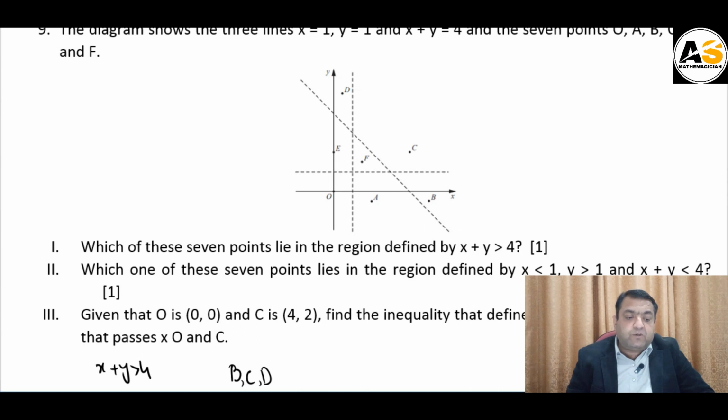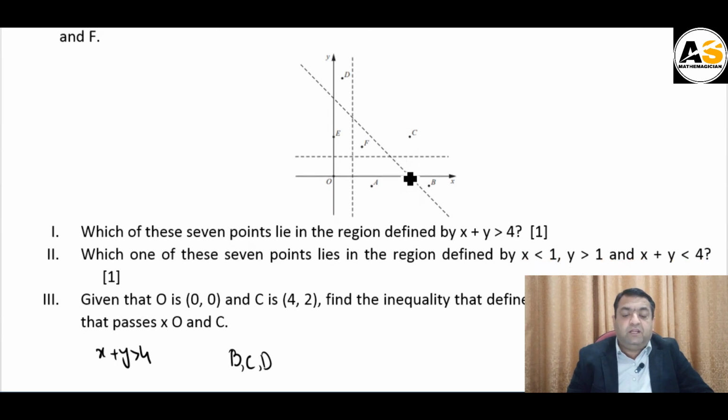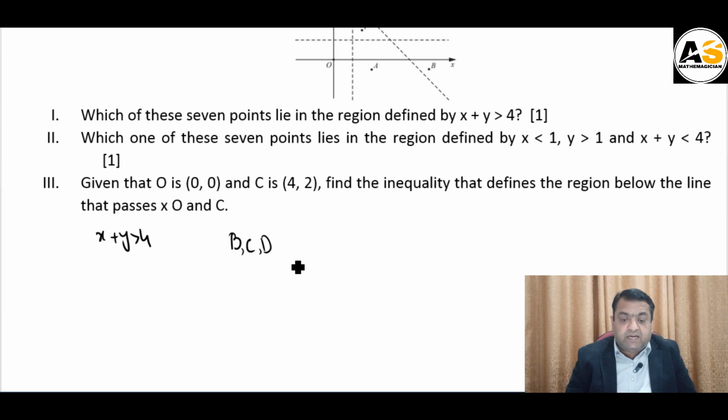Third inequality is x plus y is less than 4. We need to be below this line. So D is also discarded. So we are left with only E. So the answer to the second part is E. E is the only point.